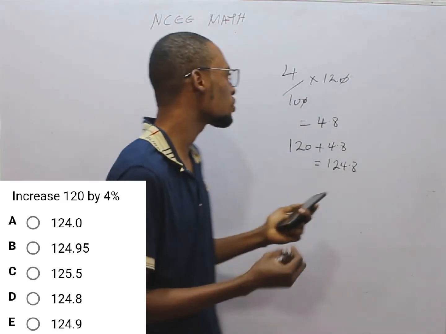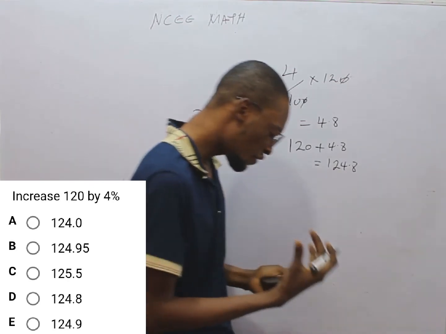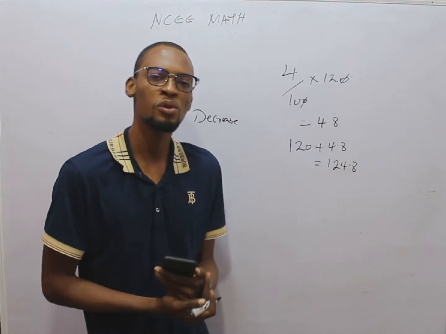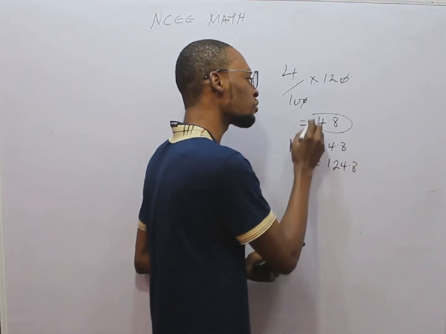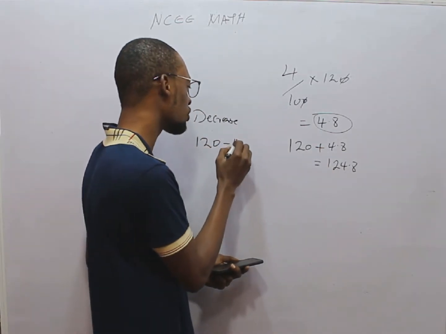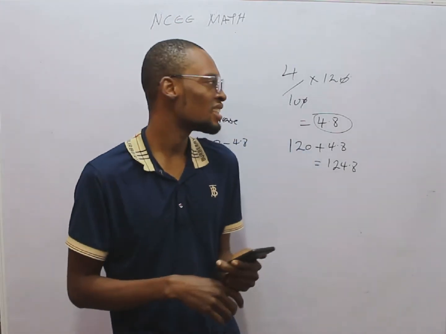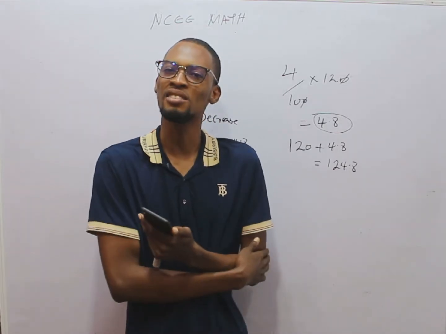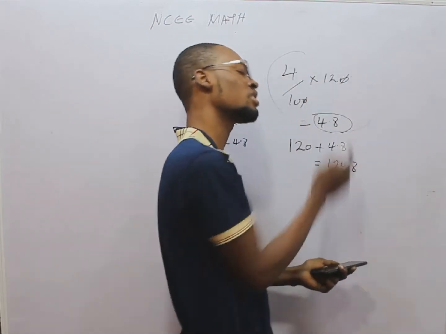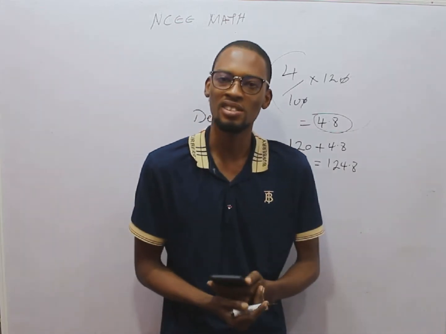What if they had asked us to decrease? Let me rephrase the question. If I say decrease 120 by 4%, what would you do? You simply look for the 4% of 120, but instead of adding, you say 120 minus 4.8. That is the only difference. What if I had said find 4% of 120? I did not say increase or decrease. You stop at 4% of 120, which is 4/100 times 120. That is how to solve questions like this.